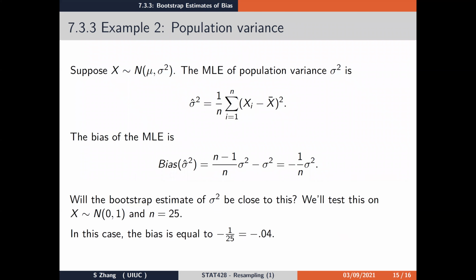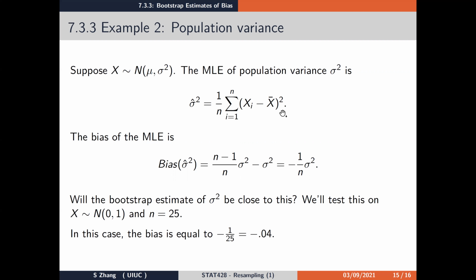For our second example, we are going to look at the estimator for population variance. Here, if x follows the normal distribution with mean mu and variance sigma squared, then the maximum likelihood estimator for population variance sigma squared is given by sigma hat squared, which is equal to 1 over n times the sum from i from 1 to n of (xi minus x bar) squared. So x bar is the sample mean.